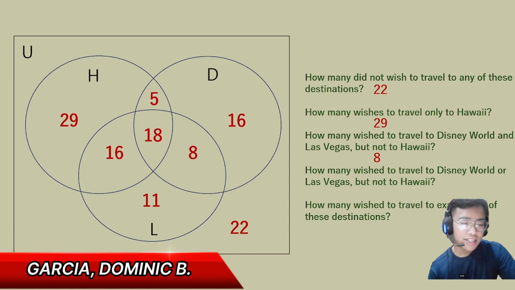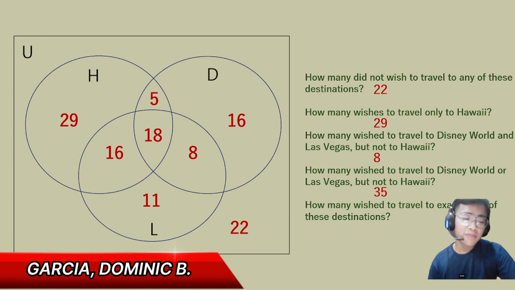How many wish to travel to Disney World or Las Vegas but not to Hawaii? As mentioned here, Disney World or Las Vegas but not to Hawaii. So there should be a relationship between Disney World and Las Vegas and the value between them. So I add 11, 8, and 16. That's why I get the value of 35.